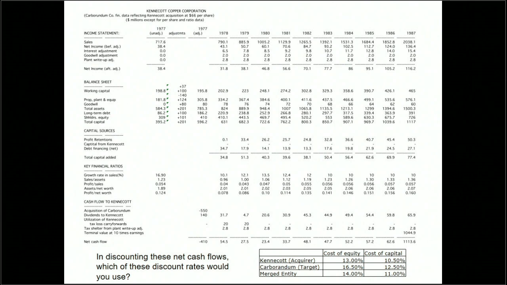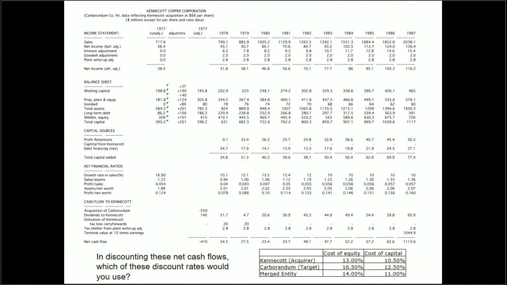That's all I'm going to tell you. That's the cash flow I'm discounting. I want you to tell me, and you know enough about valuation now to help me out here, you have to pick the right discount rate to apply to these cash flows. So remember, Carborundum is the target firm. Kennecott is the acquiring firm. The cash flows they've estimated are for Carborundum. They're after interest and principal payments.